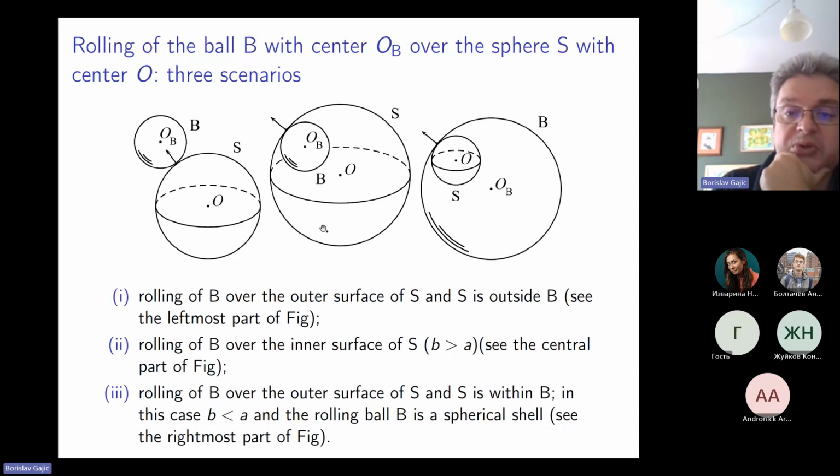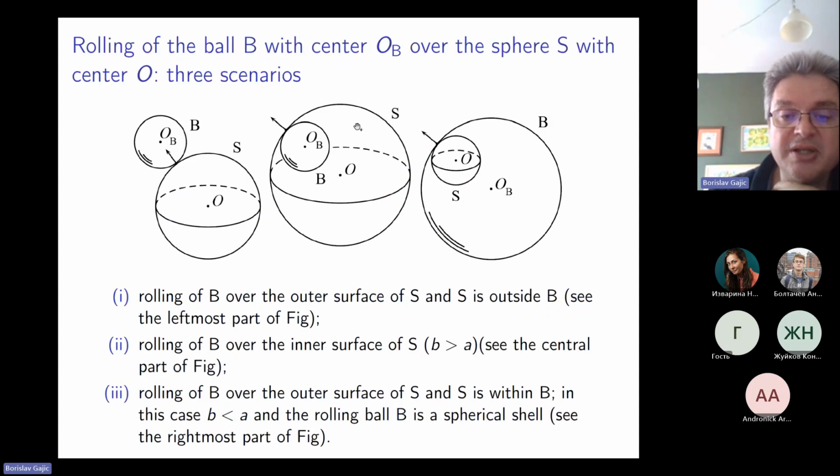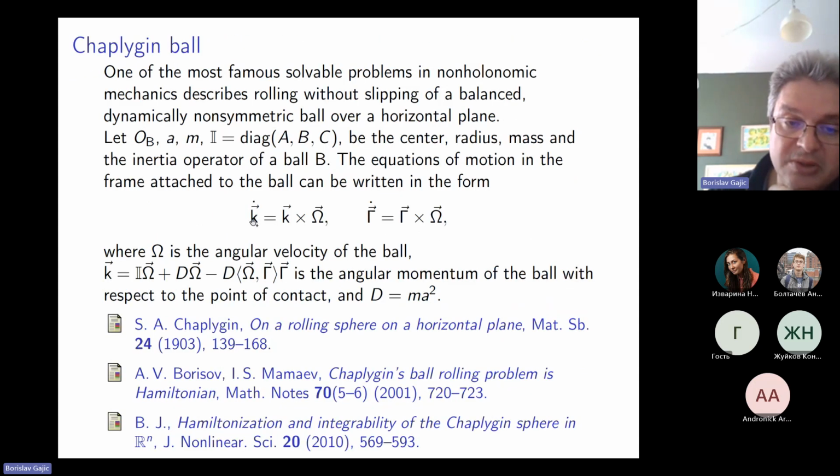We can also consider this Chaplygin ball, but now rolling over a sphere. So we have three scenarios as in the previous talk, but now without the gyroscopic term. In all cases, the equations for all three models can be written as a single system of equations. These are almost the same equations as for rolling over the plane.